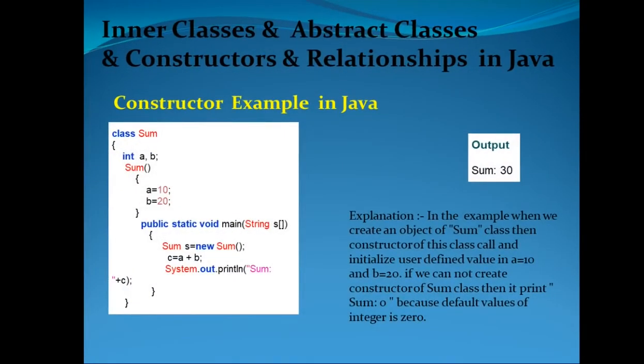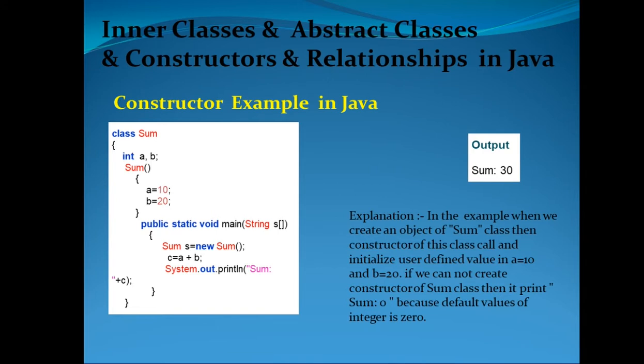So this is the example of constructor. Here we have class Sum which has int variables a and b. After that we have a constructor which assigns a equals 10 and b equals 20. Here we have the Sum constructor, and after that the public static void main(String[] args), and after that Sum s equals new Sum, c equals a plus b. Then System.out.println of c. So this is the example, and the output would be sum equals 30.